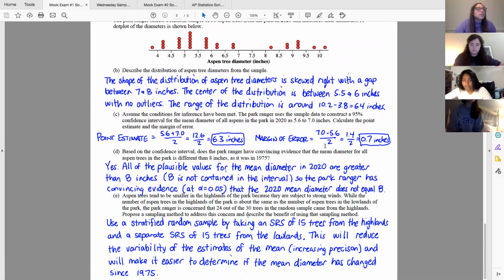And then part C, it wanted you to find the point estimate and margin of error. So that's just vocab for the confidence interval. Point estimate is your center. The center point would have been 6.3. And the margin of error, that's half of your range. So you could have subtracted 7 minus 5.6, divided that by 2.